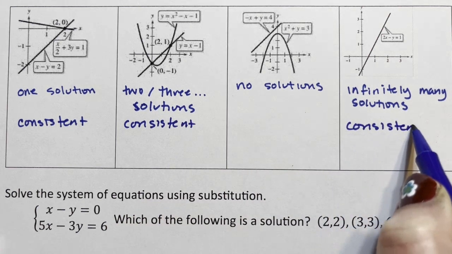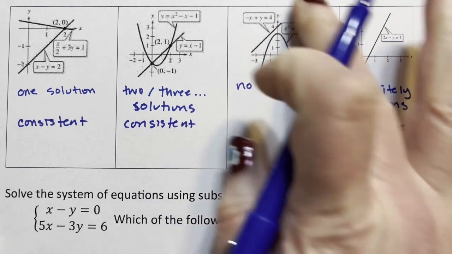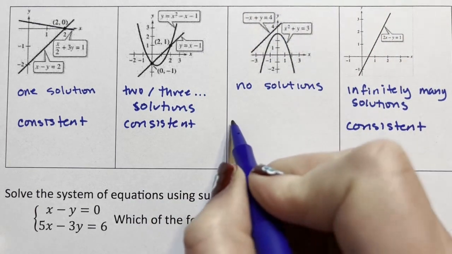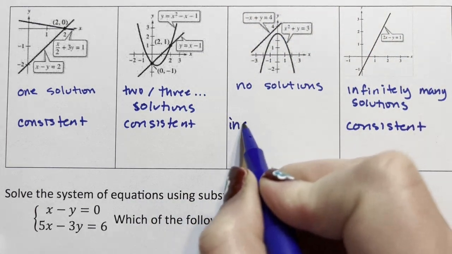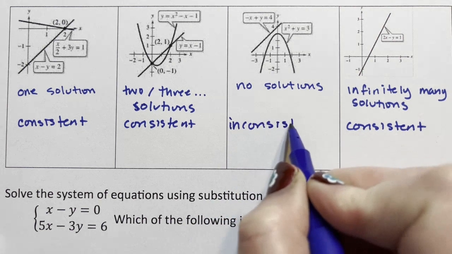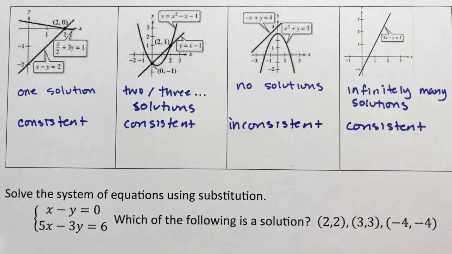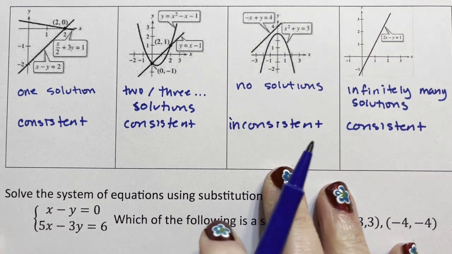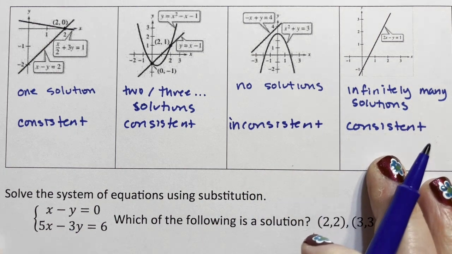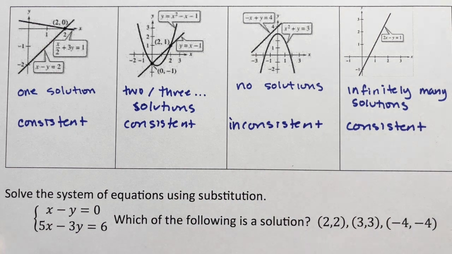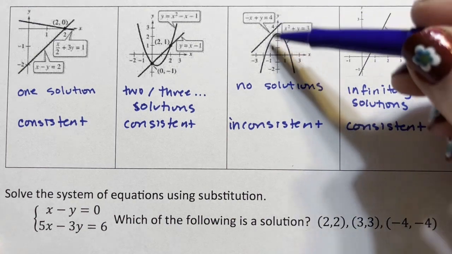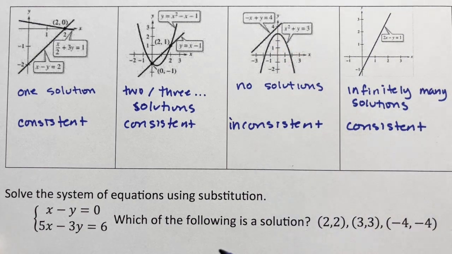I know this is going to sound insane, but when there's no solution, it is inconsistent. I know. Bizarro land. Consistent means there is a place where the functions touch. So if they don't touch, this is inconsistent.